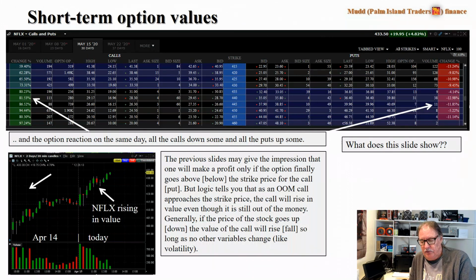It's also the case, again, that they use discrete values to calculate these percentage changes when they should be using logs. But that's neither here nor there. It's clear that the calls are rising in value, and that has nothing to do with holding it until expiry, and the puts are falling in value. And they're doing it because Netflix is rising in value that day.